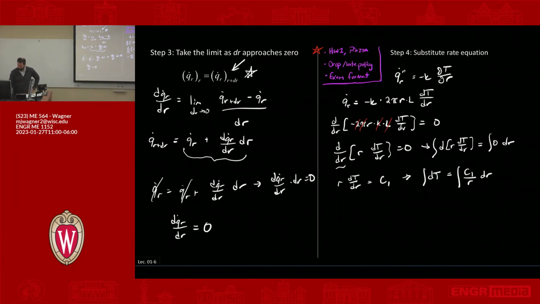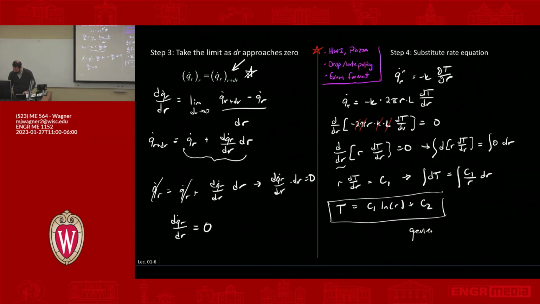Integral of dt is just t. And the right-hand side becomes, well, the integral of 1 over r is ln of r. So that's going to be c1 ln of r. And then we have to have our constant of integration, c2. Okay, so this is the general solution, this here. This is our general solution for t as a function of r.